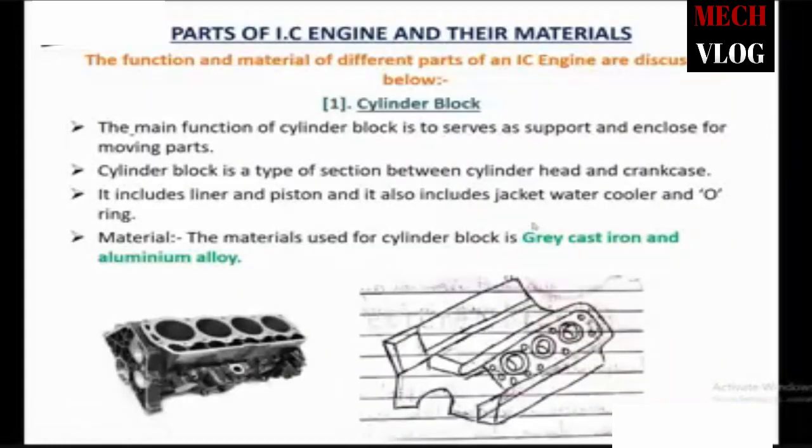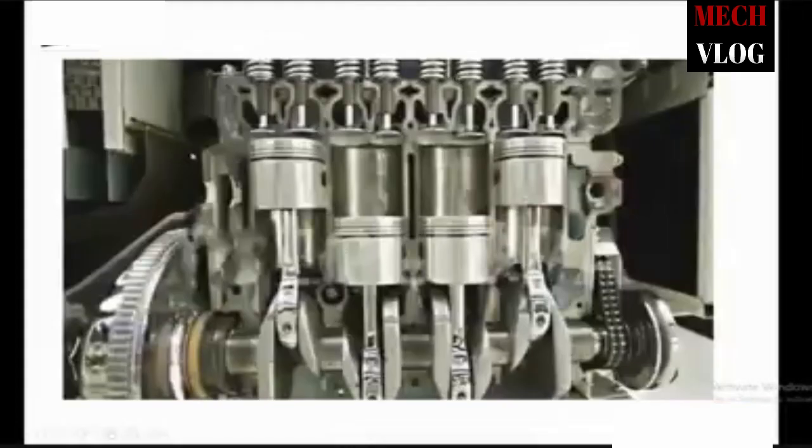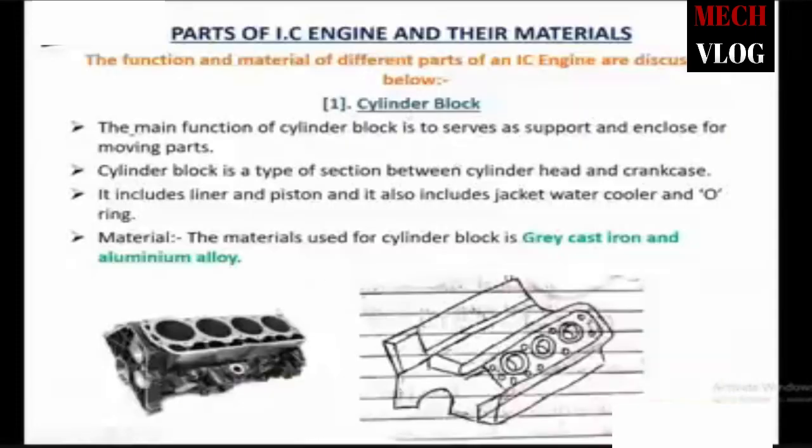The next one is parts of IC engines and their materials. The functions and materials of different parts of an IC engine are discussed below. The first one is the cylinder block. As you can see, this figure on the left hand side shows the cylinder block, and this is a rough sketch of the cylinder block.